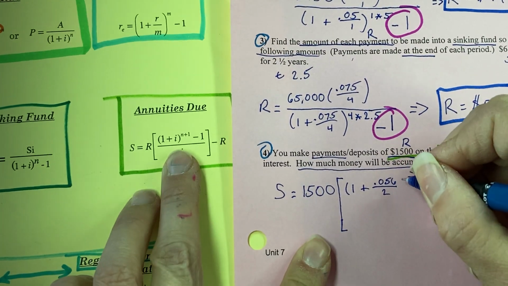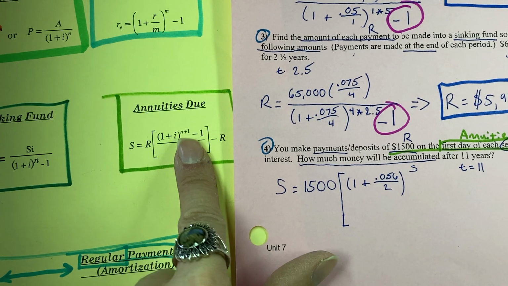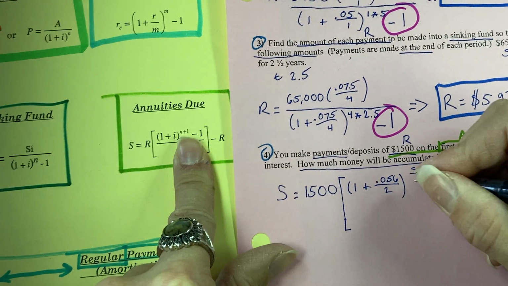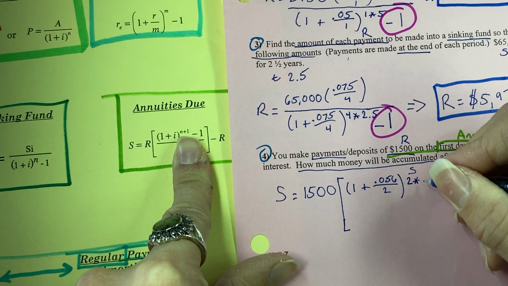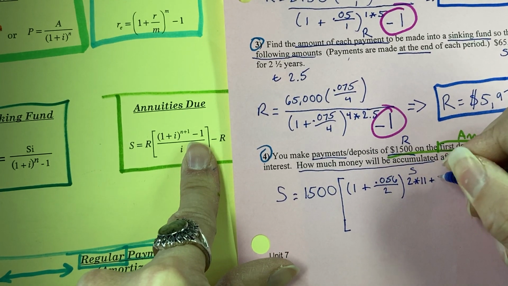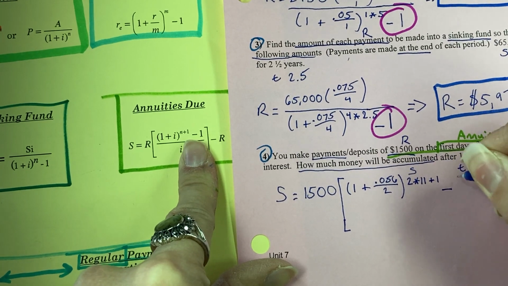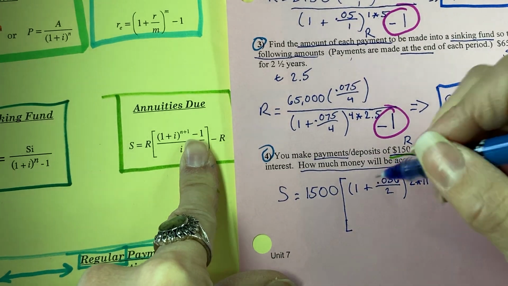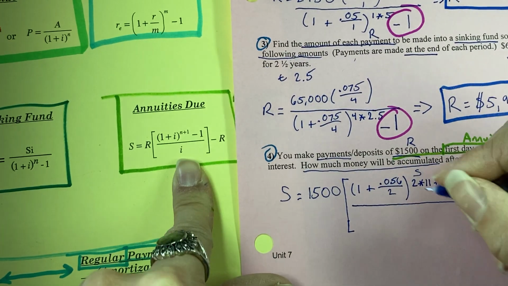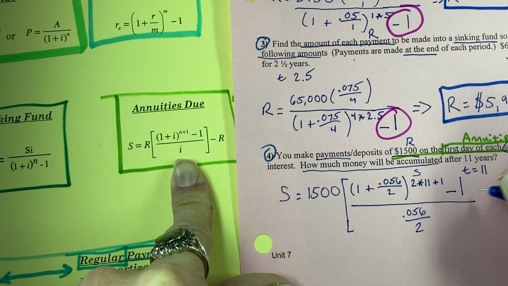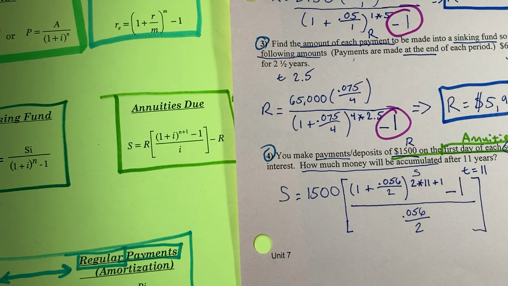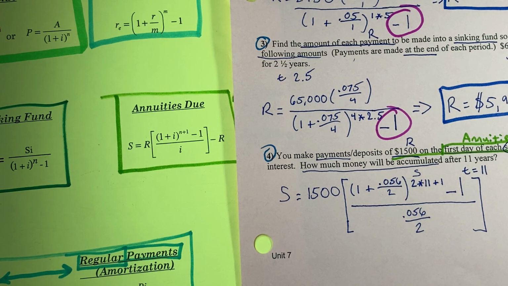So R over M. Now here's the tricky part. On your formula sheet, it says N plus 1. So we're going to raise it to the M times T, 2 times 11, plus 1 power. That minus 1 is at ground level. That's why I like to make that nice and big. And then all over 0.056 over 2. I'm missing something. What is it? Minus R.